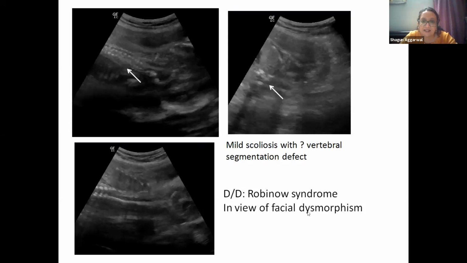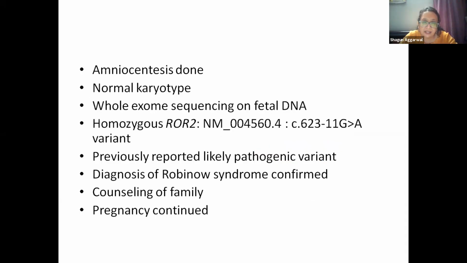This pregnancy was a little advanced, so they continued the pregnancy after counseling. And we did an amniocentesis at that particular point. Karyotype was normal, but whole exome sequencing on the fetal DNA confirmed our diagnosis. There was a variant in a gene known to cause Robinow syndrome, and this helped in further reassurance of the family.